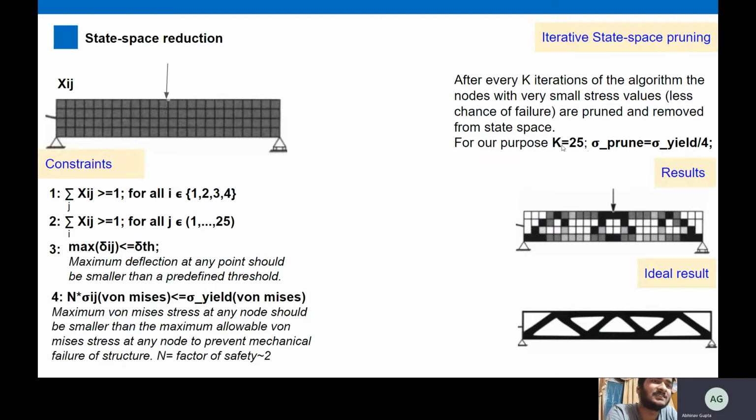So basically, sigma yield is the stress where the structure will mechanically fail. And if the value of stress at any node is 1/4 of that value, we'll simply remove that node because that node is not required for optimal design.